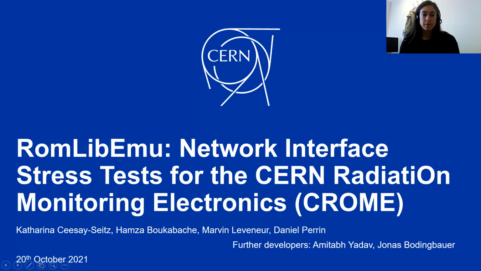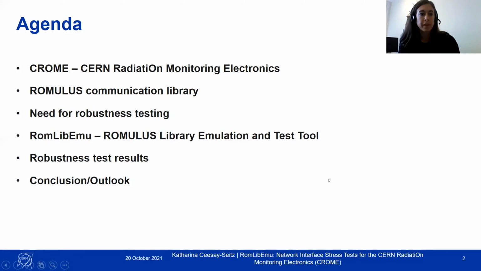So I'm working at CERN in the radiation protection group, working on the CERN radiation monitoring electronics. And today I'll introduce to you the ROMLib-EMO, a network interface stress testing tool for the Chrome system. First, I will speak about the CERN radiation monitoring electronics and about the Romulus communication library, which is the one that we are testing with that tool. And then the need for robustness testing. Further, I'll talk about the tool, ROMLib-EMO, and the robustness testing results that we have achieved with it.